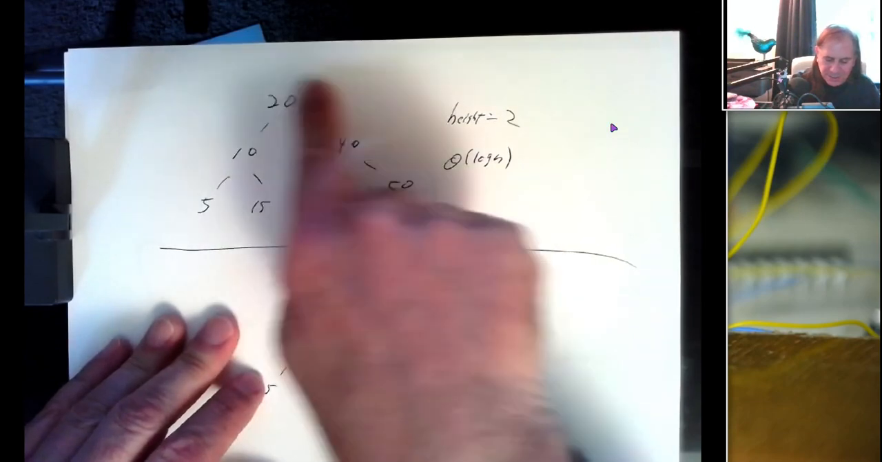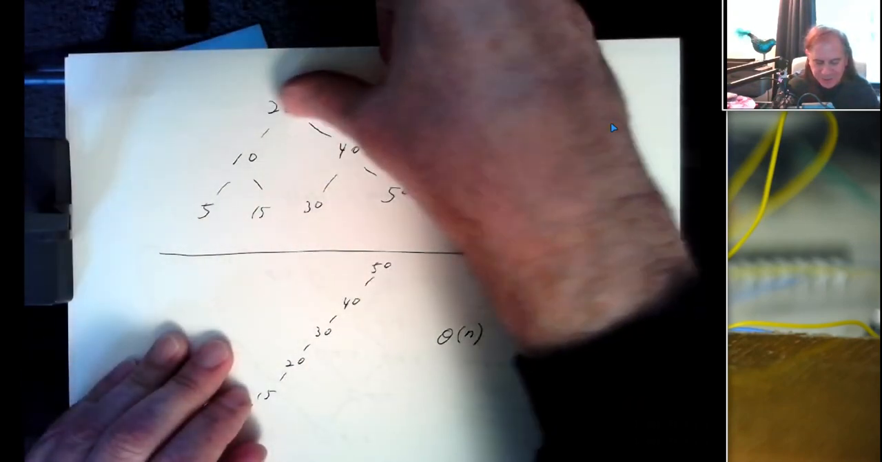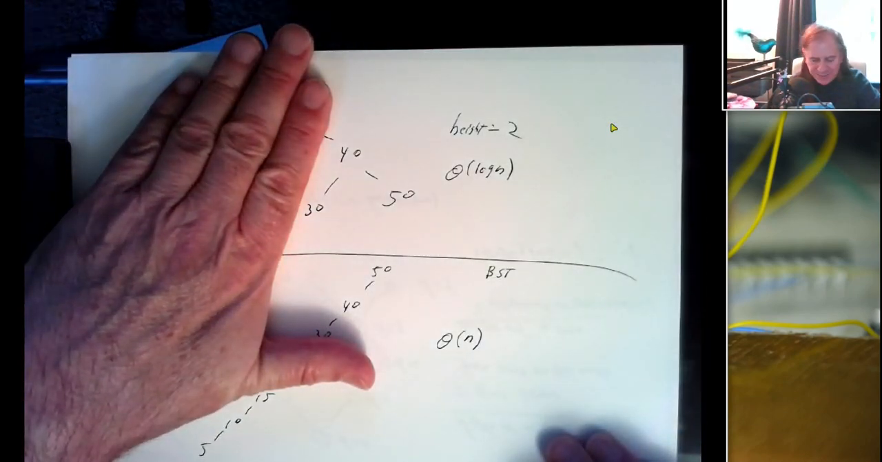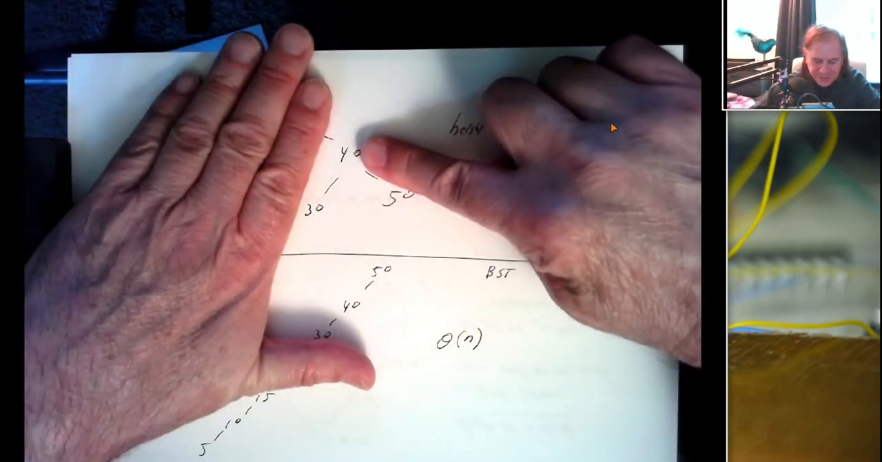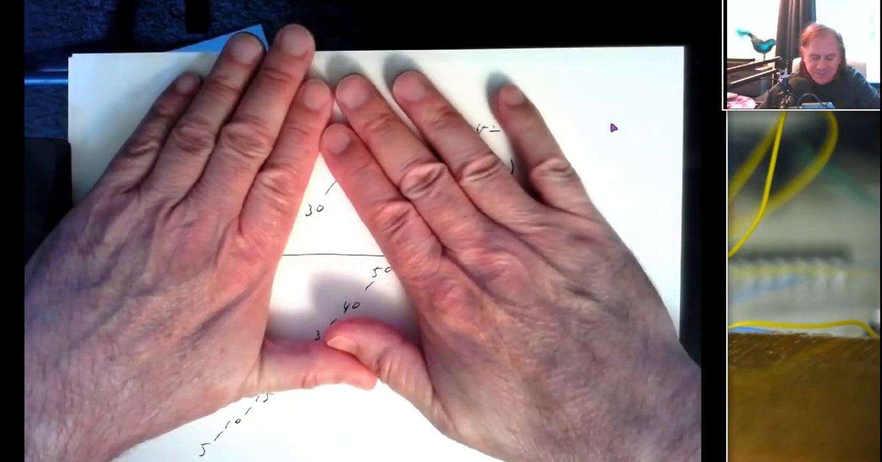Whereas this tree up here, which is balanced, if we decide that our number is bigger than the root, we get rid of half our data. And if we decide our number is smaller than the root of this subtree, we get rid of another quarter of our data. And now we're down to 1/4 of the original problem size.